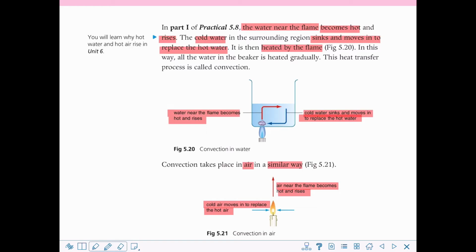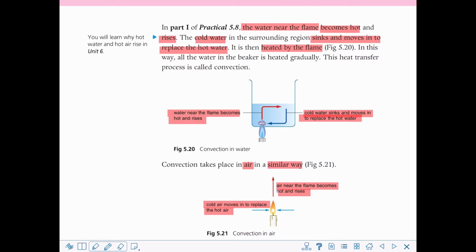Let us continue. In part 1 of practical 5.8, the water near the flame becomes hot and rises. The cold water in the surrounding region sinks and moves in to replace the hot water. It is then heated by the flame. In this way, all the water in the beaker is heated gradually. This heat transfer process is called convection. As you can see in the red and blue arrows, water near the flame becomes hot and rises. Cold water sinks and moves in to replace the hot water. So this is the convection in water.